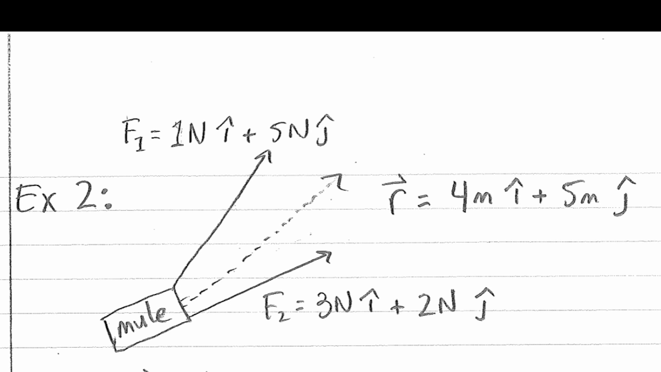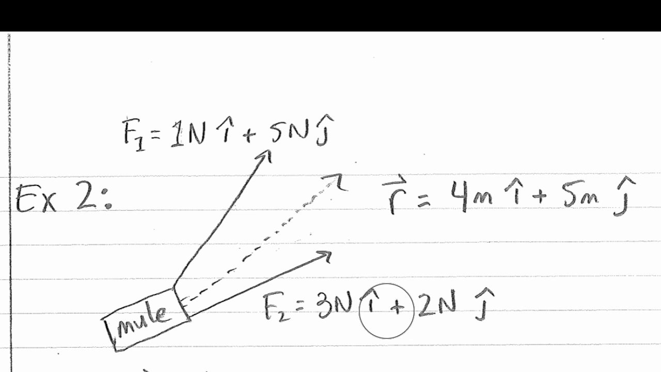All right, now let's try this sample problem. What we have right here is a mule and two farmhands trying to pull this mule into the pen. The force F1 exerted by the first farmhand is represented by this vector, 1 newton i hat plus 5 newtons j hat. The other farmhand is pulling with this force, 3 newtons i hat plus 2 newtons j hat.